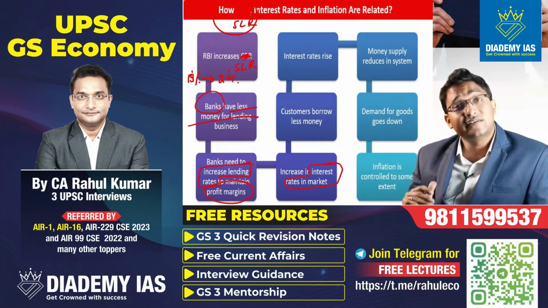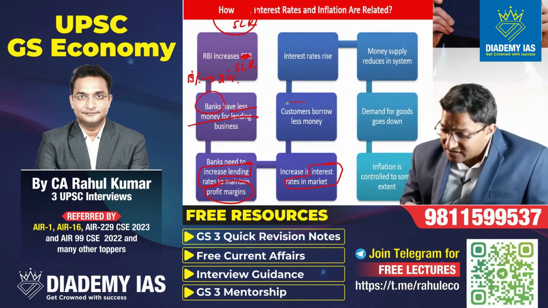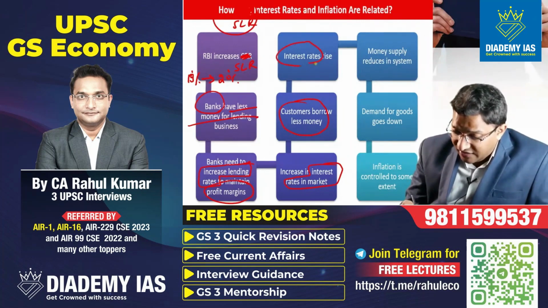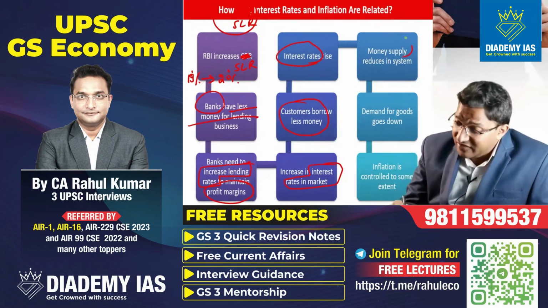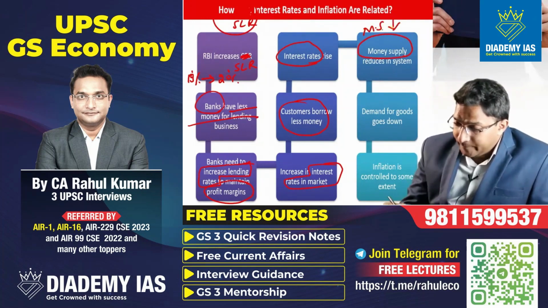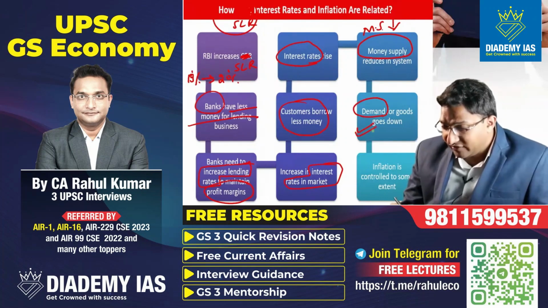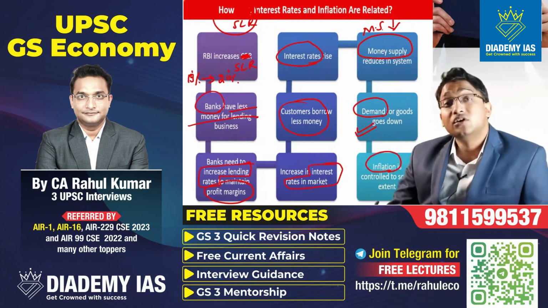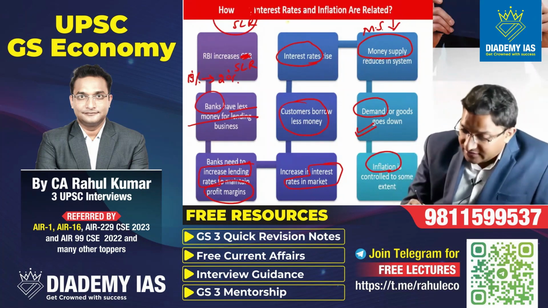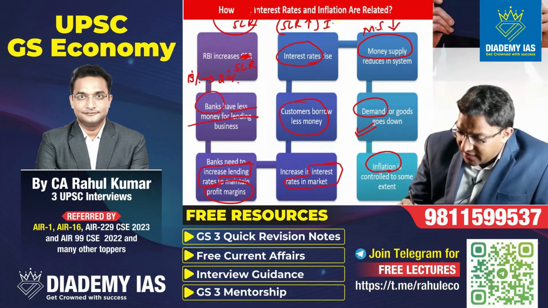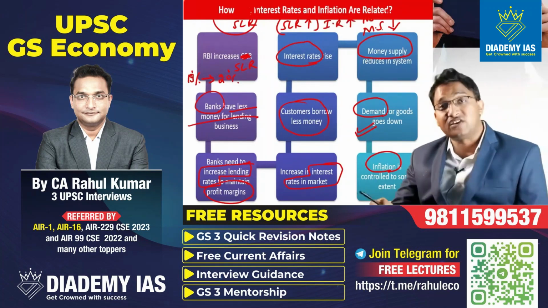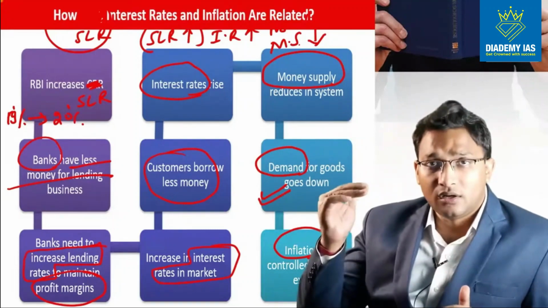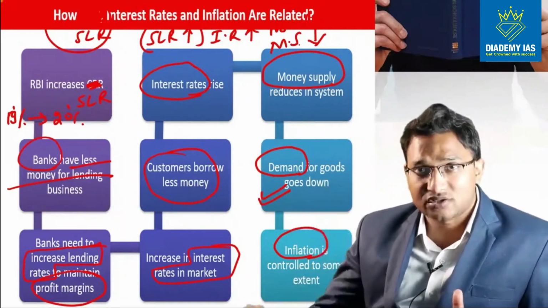When the interest rate increases, that is, the cost of money increases, fewer customers will come and fewer customers will borrow. Overall the interest rate will rise and the money supply will come down. When the money supply goes down, the demand for goods also goes down. And definitely when the demand for goods goes down, inflation also goes down. So inflation is controlled, right? So an SLR increase means interest rates are increased and money supply is decreased, and vice versa. So in case of high inflation, SLR will be increased. In case of deflation, the SLR can be decreased.